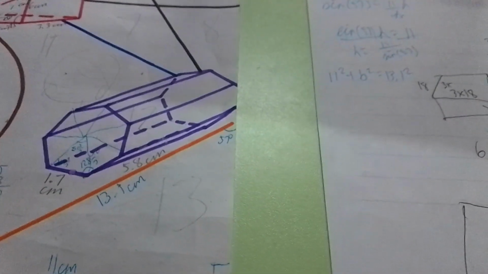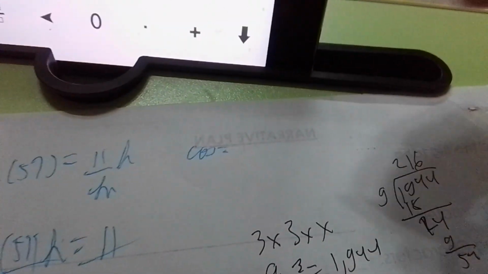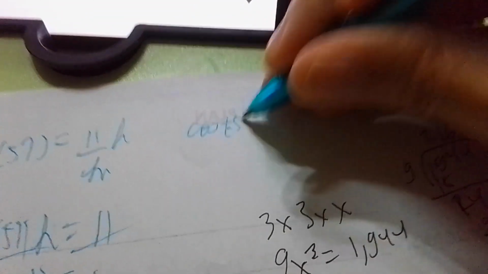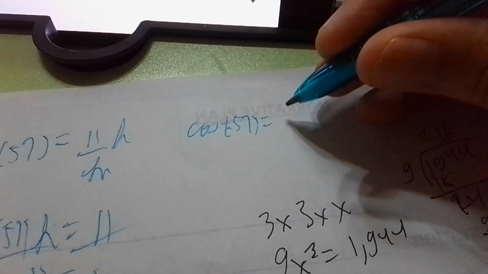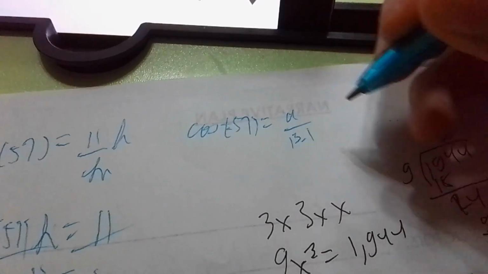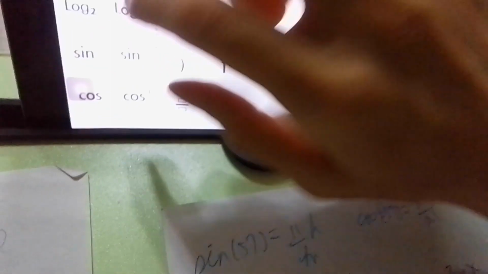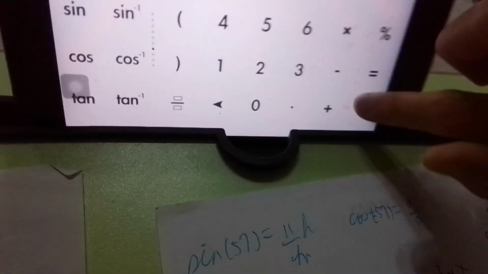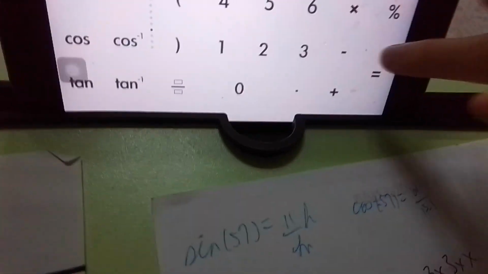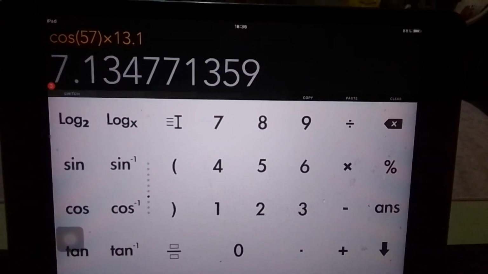Another solution is you can use sine, cosine, and tangent. Let's try 57 degrees and get the adjacent. So we use the cosine. Cosine is adjacent over hypotenuse. The cosine of 57 is equivalent to the adjacent over the hypotenuse. The adjacent we don't know, but the hypotenuse is 13.1. Multiply both sides by 13.1. So therefore, cosine of 57 times 13.1 is 7.13, which is almost 7.1.